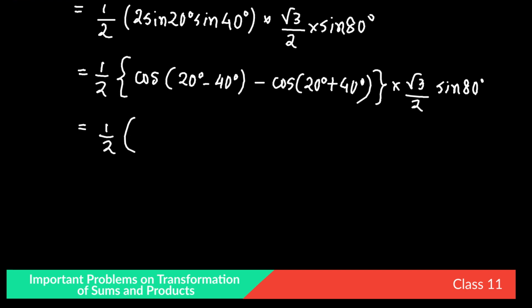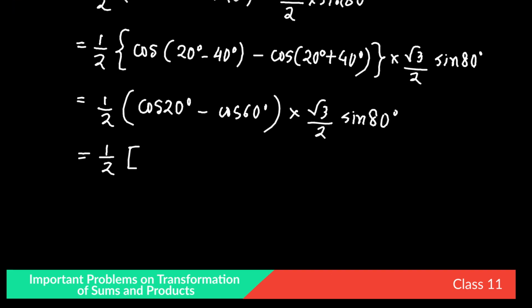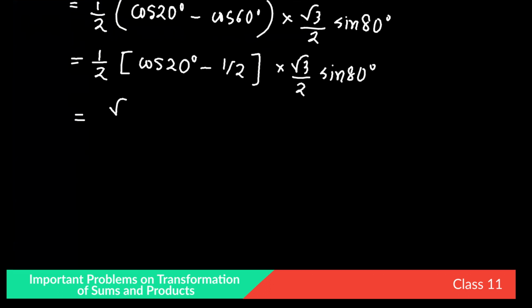Now it is half outside. It is actually cos of minus 20, and cos of minus 20 is cos 20 only. So cos 20 minus cos 60, into root 3 by 2 sine 80 degree. Now the value of cos 60 we know is half. Now what we will do, we will multiply this root 3 by 2 and half, so it is root 3 by 4, and we will put sine 80 under the bracket.